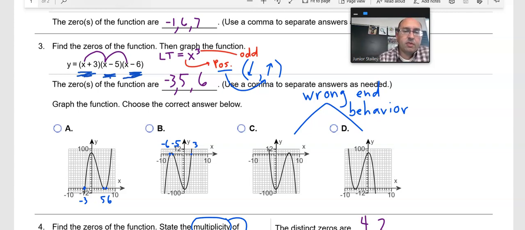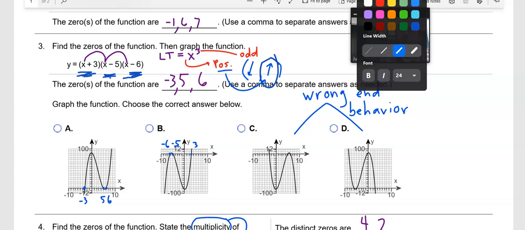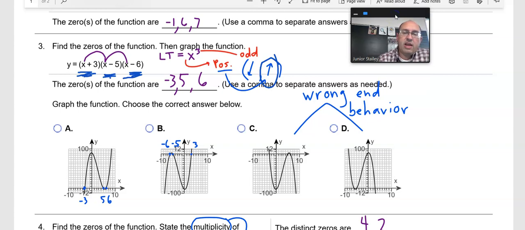So the first thing we do, we go to the positive multiplier. Positive multiplier tells us that the right-hand behavior is up. And because we have an odd degree, the left has to be opposite of the right, so it has to be down. So down on the left and up on the right. Well, that just got rid of 2 of the answer choices, right? Because they have the wrong end behavior. So it really focuses my attention on A and B.